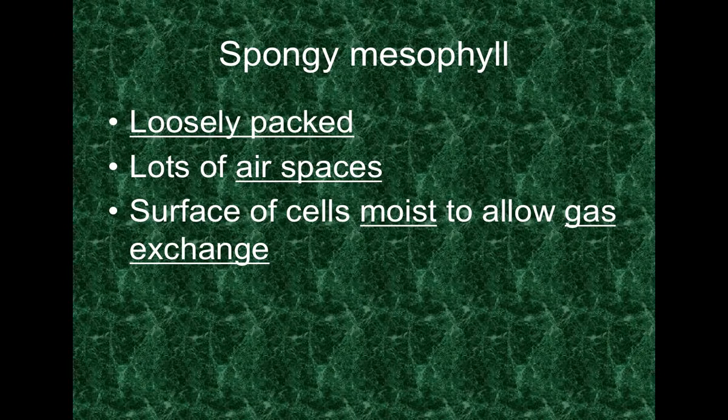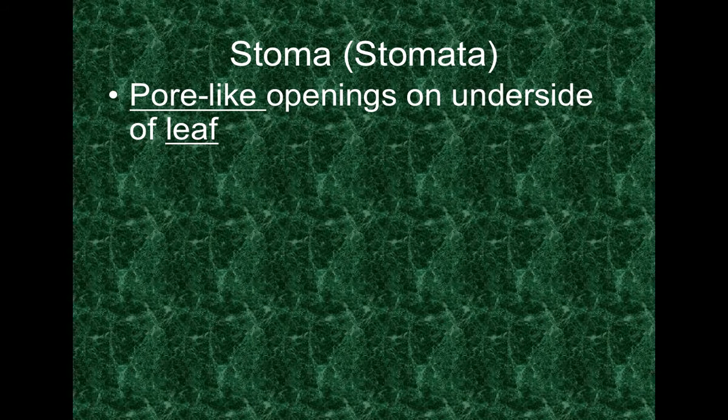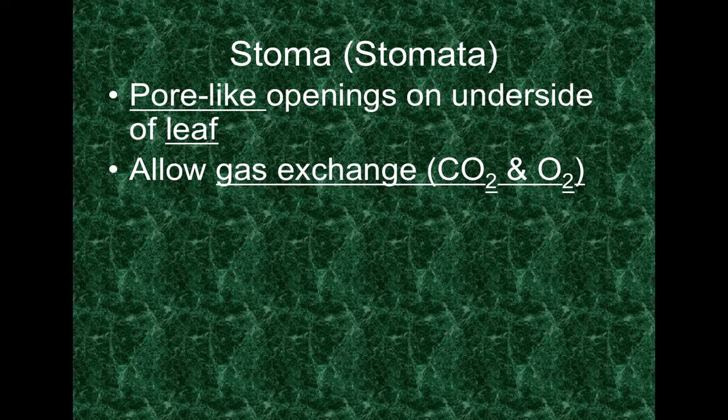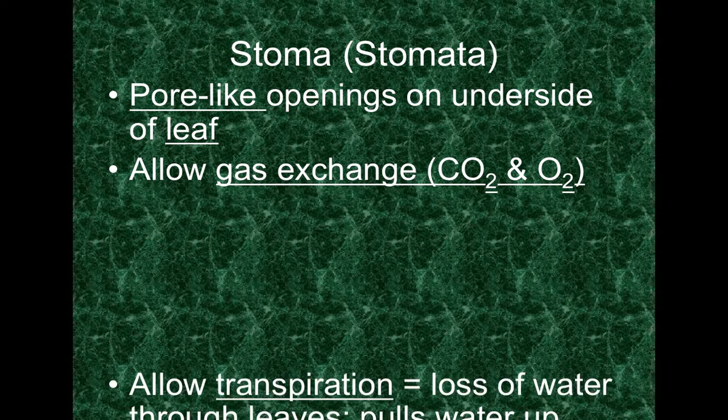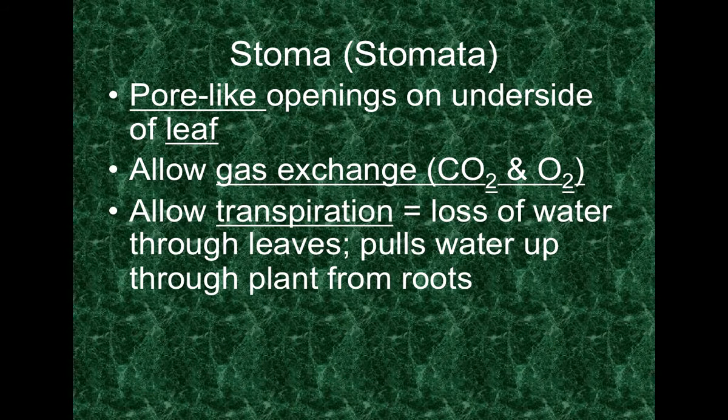How do we get gas into the leaf? Using something called the stoma. The plural of that is stomata. These are almost like pores, like we have pores in our skin, on the underside of our leaf. And like I said, these allow the gas exchange, the carbon dioxide and the oxygen. So carbon dioxide comes into the leaf, and oxygen comes out. It also allows transpiration, which is the loss of water through the leaves. Plants pull water up through their roots, and some of that water is lost through the stoma.